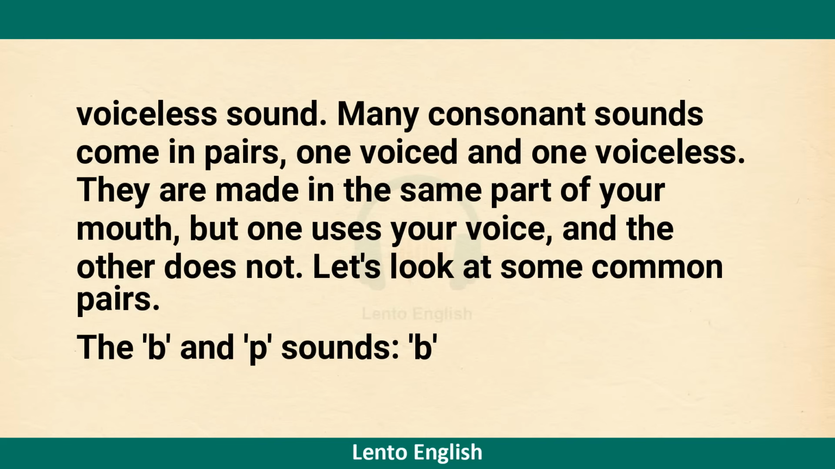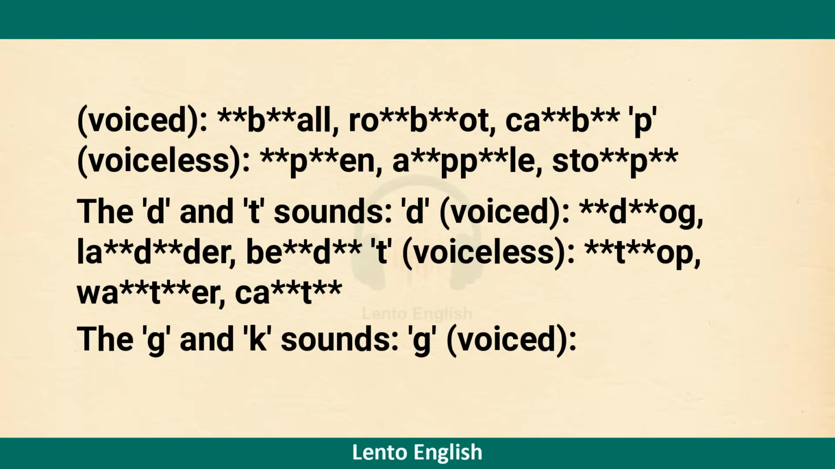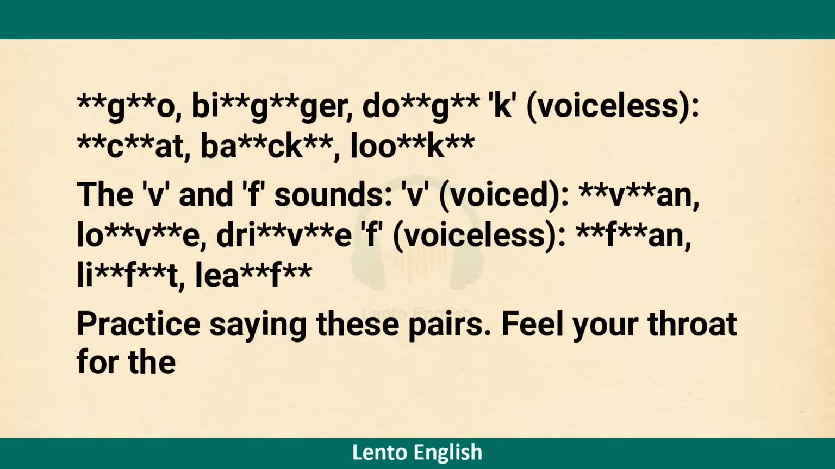Let's look at some common pairs. The B and P sounds. B, voiced: ball, robot, cab. P, voiceless: pen, apple, stop. The D and T sounds. D, voiced: dog, ladder, bed. T, voiceless: top, water, cat. The G and K sounds. G, voiced: go, bigger, dog. K, voiceless: cat, back, look.